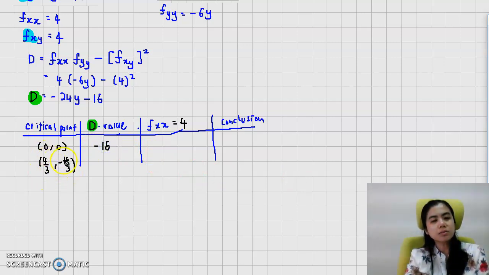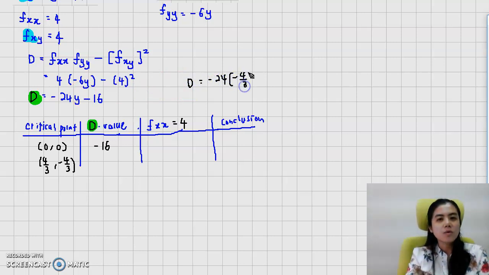And how about here? So same thing. Okay. So x is 4 over 3. Y is negative 4 over 3. So substitute the y only because the D equation only has y. Okay. So substitute in here. So you have negative 24 multiplied with negative 4 over 3 minus 16. And this basically gives you 16. So this is 16 here. Okay. So now once we have obtained the D value, then let's just go back to the flow chart.